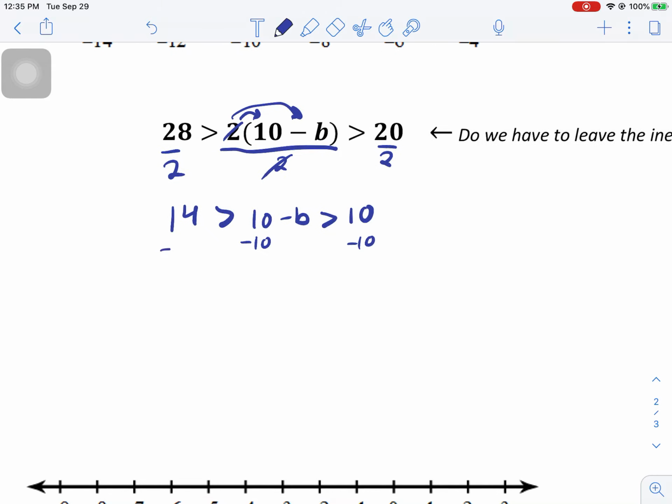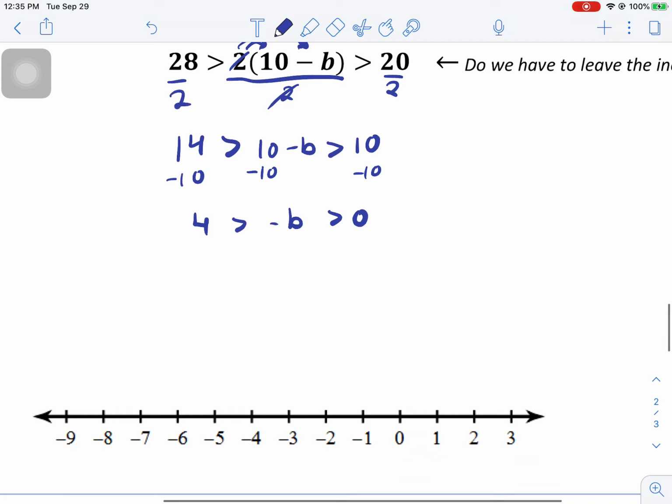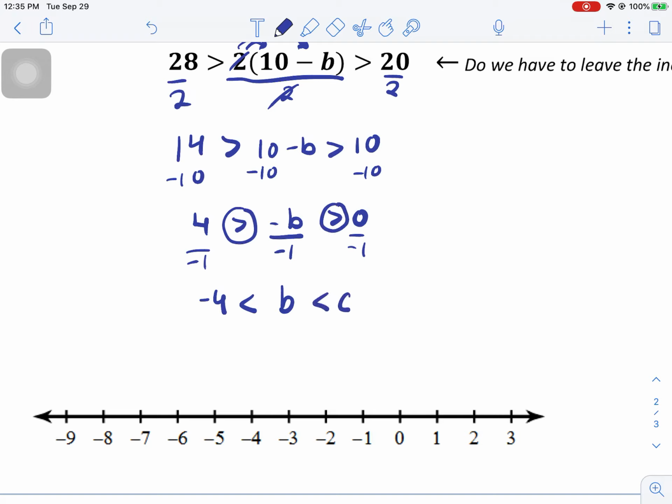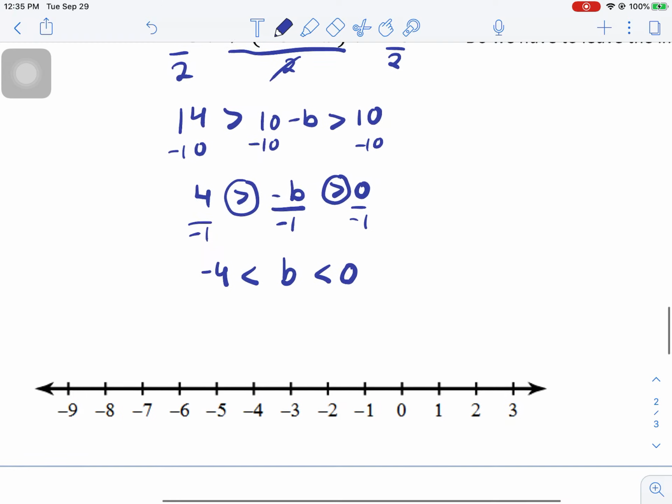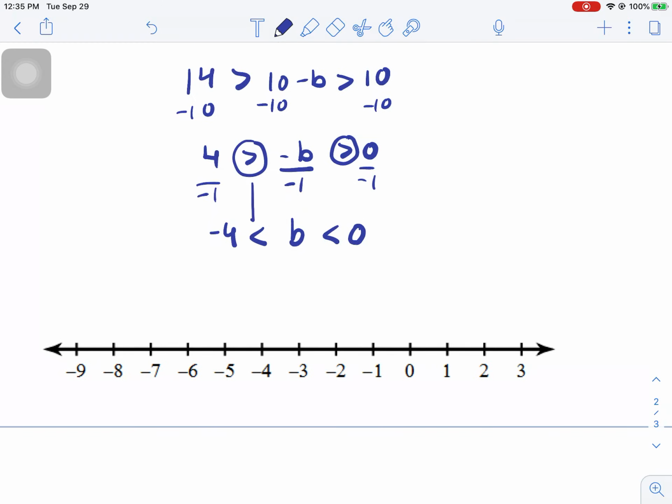Now we subtract 10 from every side. We get 4 is greater than -b is greater than 0. And then the last thing we do is divide everything by -1. And we would get -4, because we divided by a negative, flip that sign, so less than b. Flip this sign also, less than 0. Okay, 0 divided by -1 is still just 0. Because it's negative, notice the sign flip. Careful not to miss that.